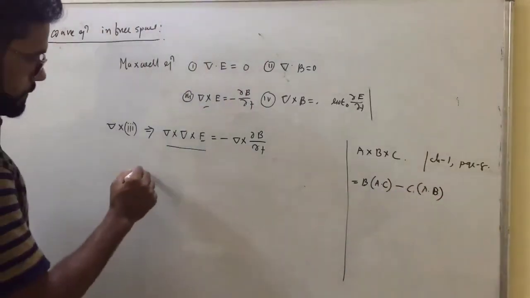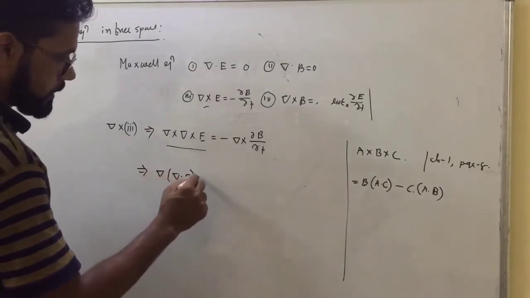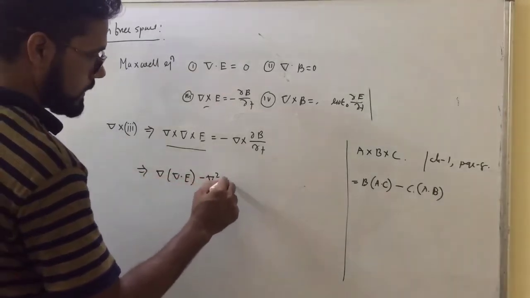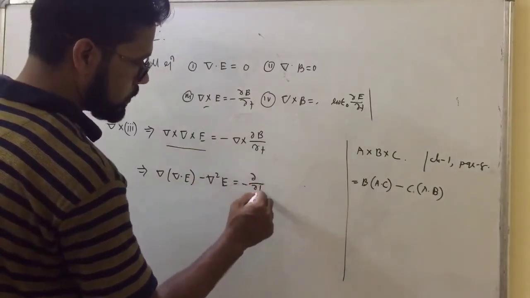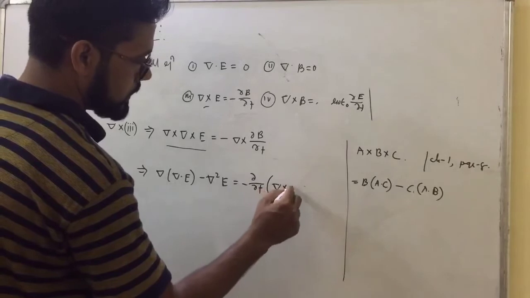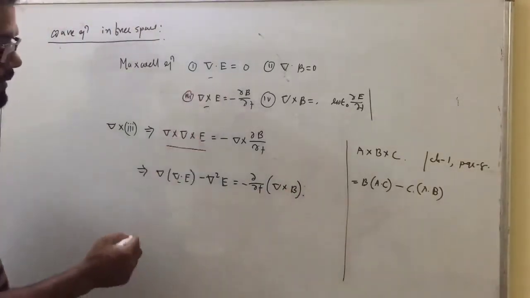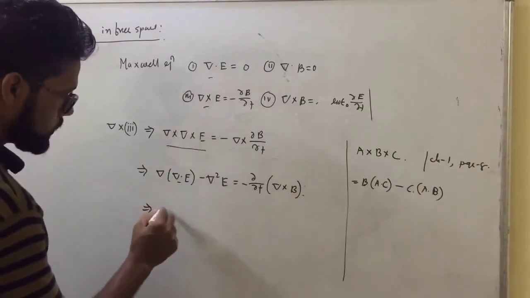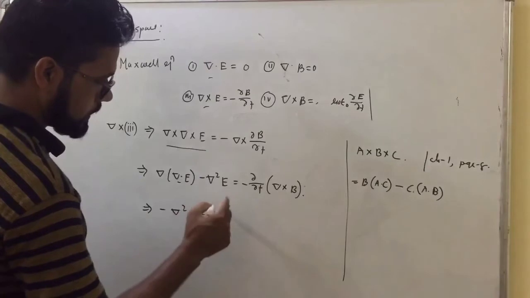If you expand the same way, then you will find del dot E minus del square E equal to this term. This term has no relation with del, so you can take it outside. So this term equals 0 as per the Maxwell equation. So this minus, minus cancel.